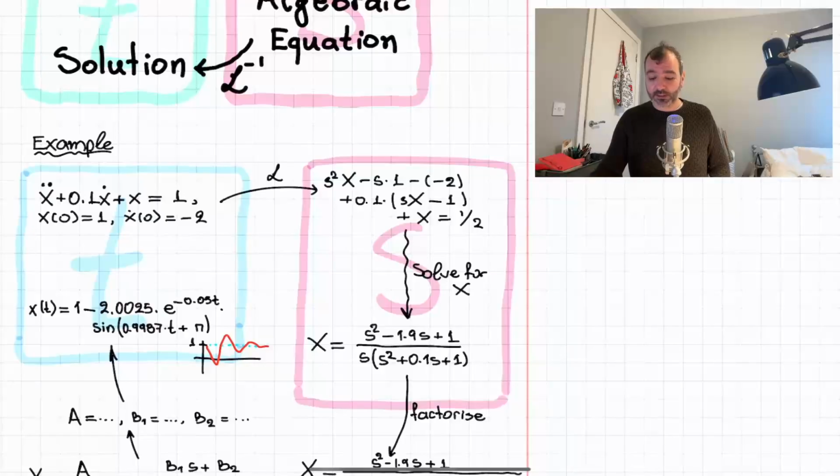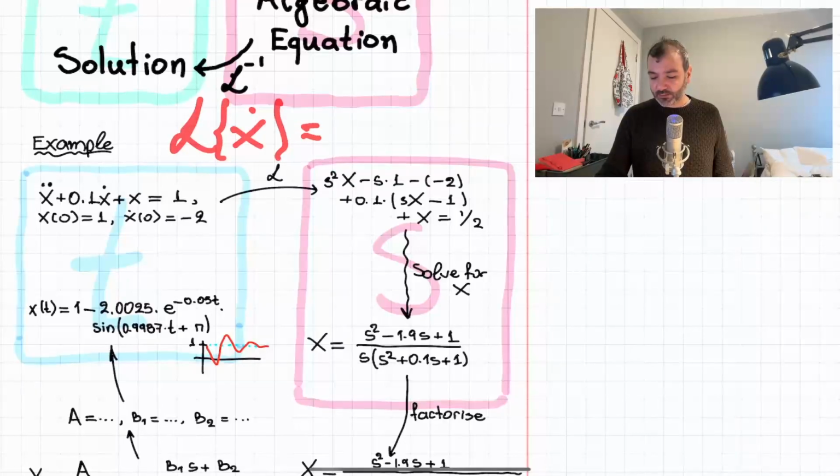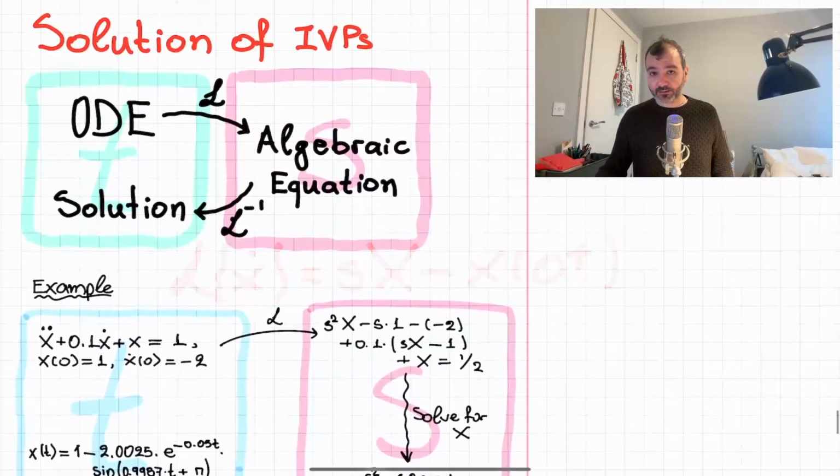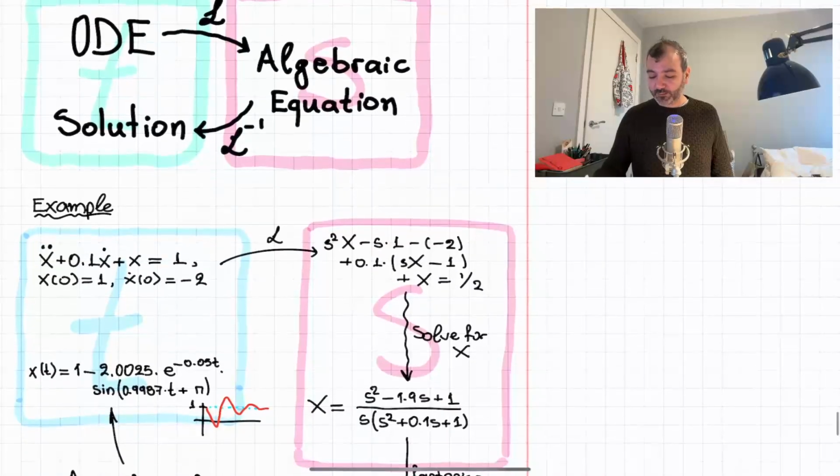Here's an example. Take this differential equation, x double dot plus 0.1 x dot plus x is equal to 1. And I'm giving you also some initial conditions, you'll need them: x at 0 is 1, x dot at 0 is minus 2. Using the properties of the Laplace transform, in particular, we know that the Laplace transform of x dot is equal to s times Laplace of x minus x at 0, and we have a similar formula for the Laplace of x double dot. We discussed these properties in the last video.